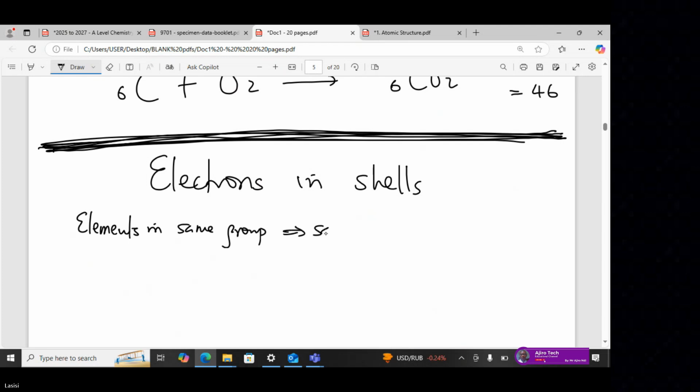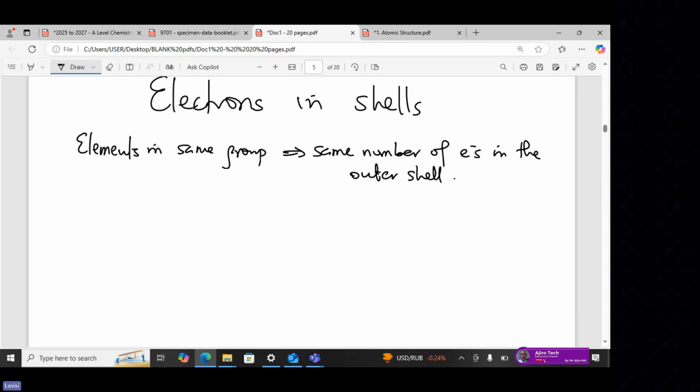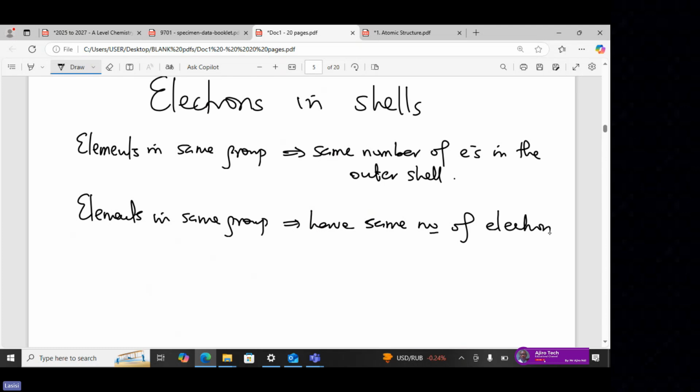Whereby elements in the same period: same number of shells. Now you are talking. I know you know it. The same number of what? Of electrons in the outer shell. Now, I'm going to apply it here. Elements in the same period have the same number of electron shells.